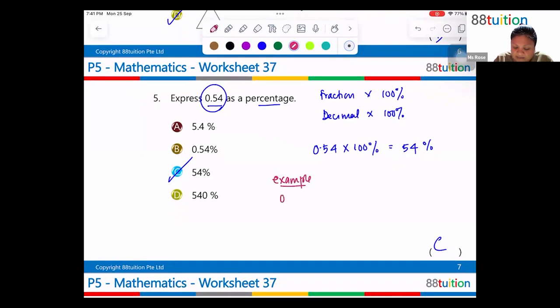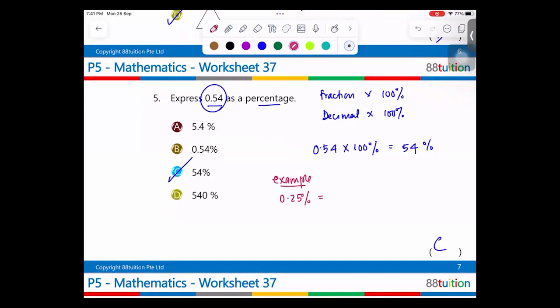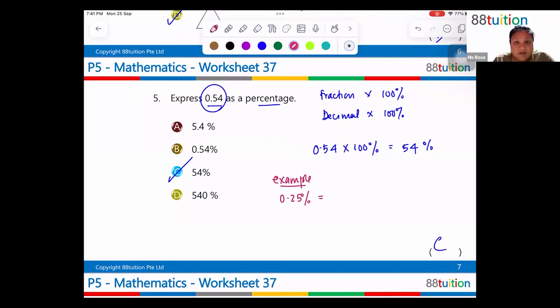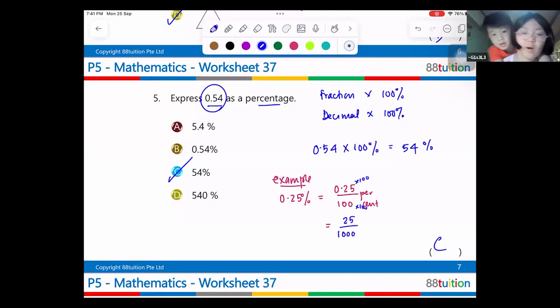Now, 1 or 2 weeks ago, I asked you an example. Do you recall? I said 0.25% is equal to what fraction? 25 over 100? No, it's not 25 over 100. This is 0.25%, which is over 100. This is the part where you need to multiply by 100 for both sides. So you will get 25 over 10,000.